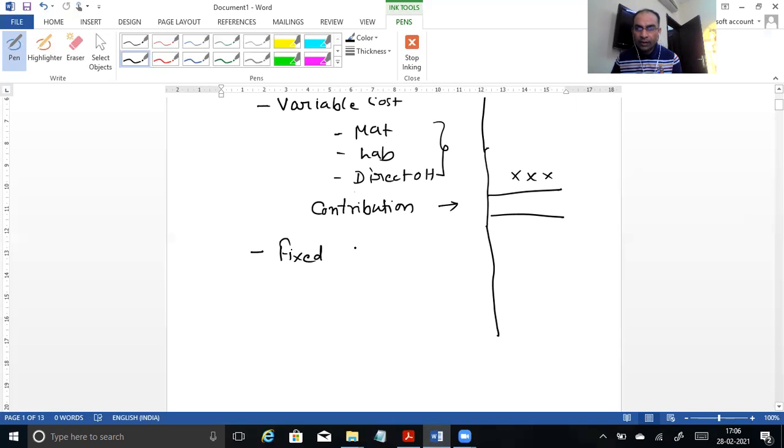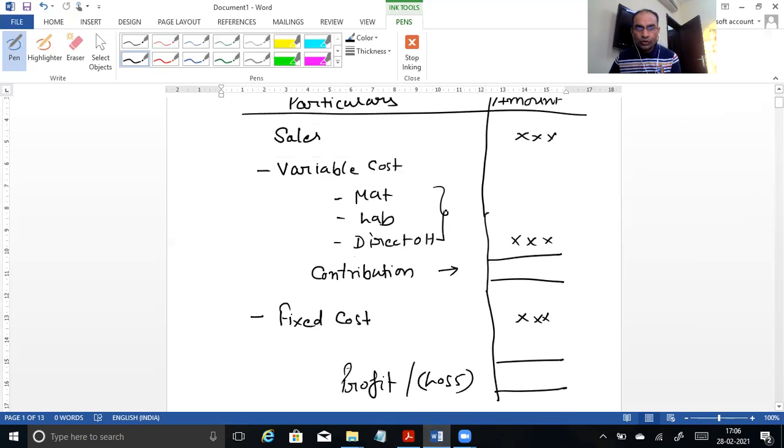If we want to calculate our profit, how much profit we are making, so we have to subtract the fixed cost from the contribution. If they have given different elements of fixed cost also, we can write it separately. Otherwise, one single figure we will write for fixed cost. And then finally, we will get here our profit or loss. Fine. Now, here the important term here is contribution.